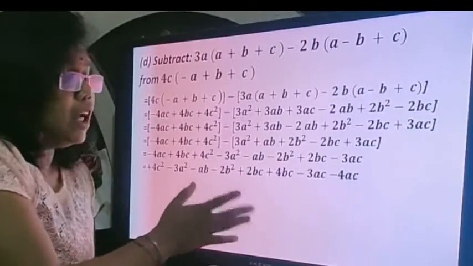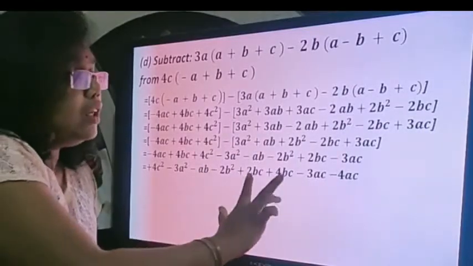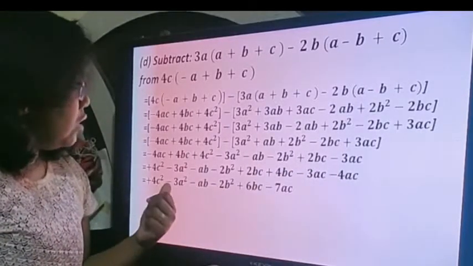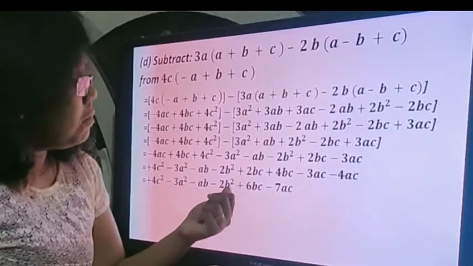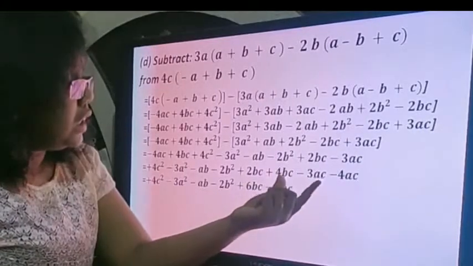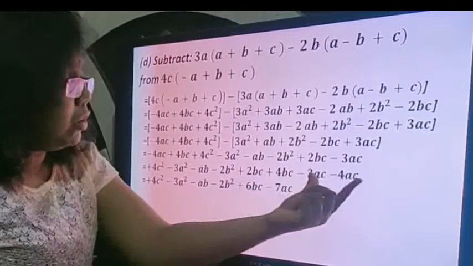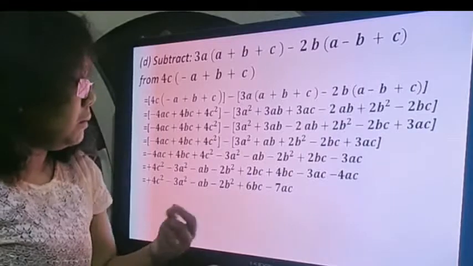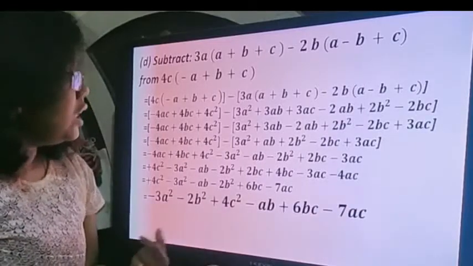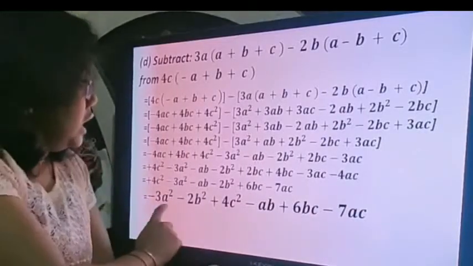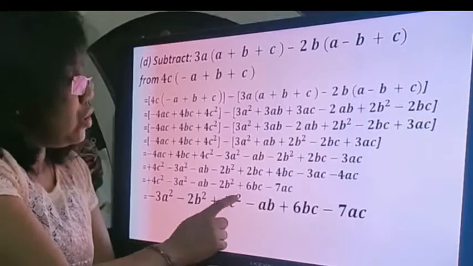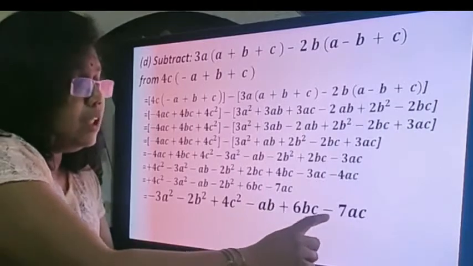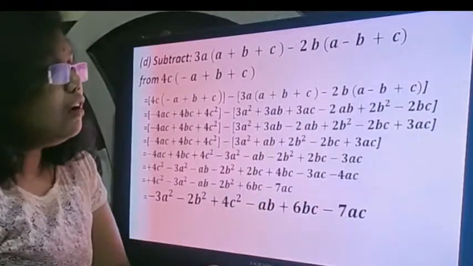Now minus ab doesn't have any like terms, so it remains there. These are like terms, these are like terms. So what happens next is plus 4c square minus 3a square minus ab. Then both of these get added and both of these get added because both are the same sign. So minus 7ac plus 6bc. Now rearranging it, ABC, so minus 3a square minus 2b square plus 4c square, and AB comes here, minus AB plus 6bc minus 7ac. That is our final answer.